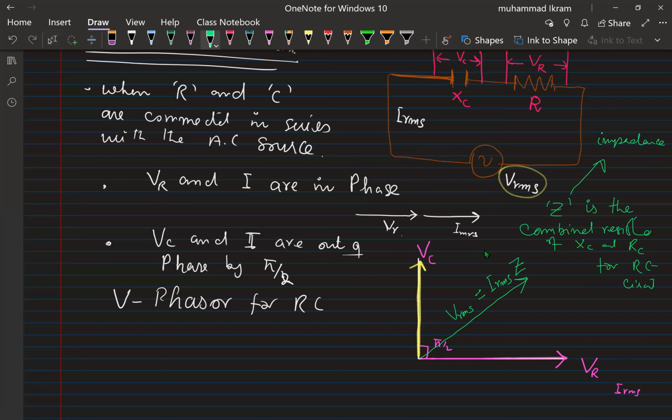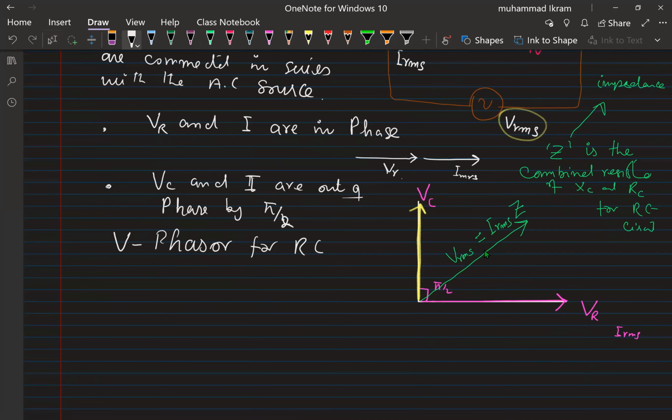Now see here, as you see, this is the impedance. Now look, for this we see here, this is definitely the VC.